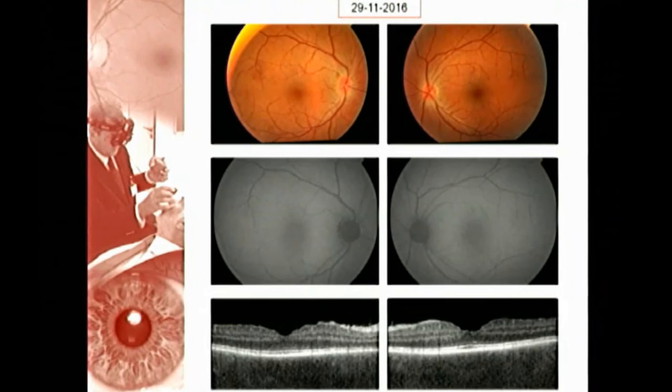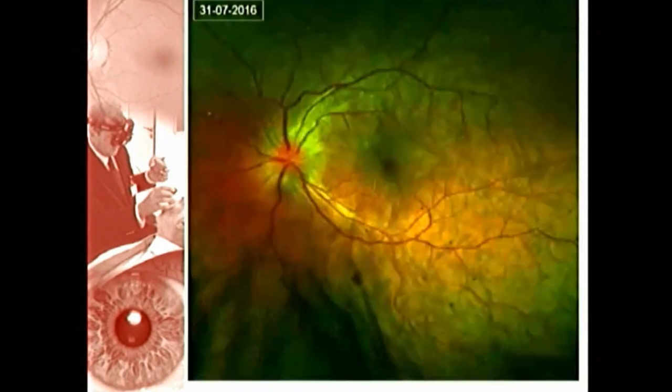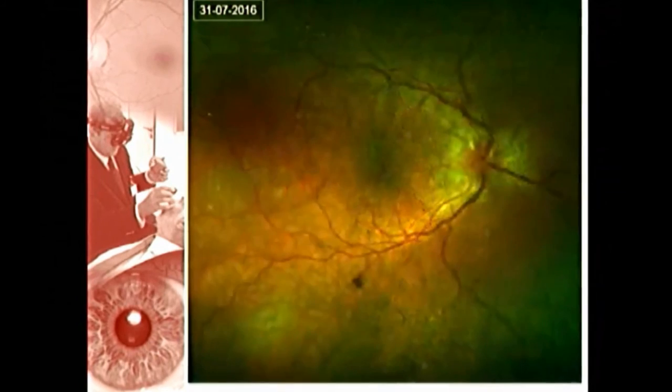Where is it in the auto? What about the autofluorescence? Usually when you have multifocal choroiditis, you have residual corresponding to that. So this is after resolution. Go back to the fundus photos. Maybe in the other eye, you know. Okay, this is the area you are talking about.